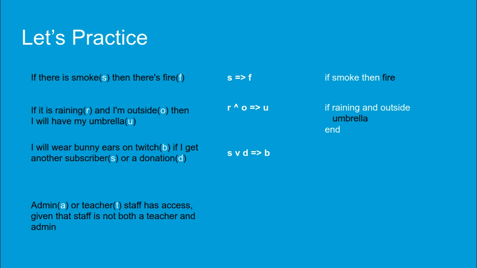Okay, so what about: I am an admin is A, I'm a teacher is T. So admin or teacher has access, given that whoever it is, the staff member, is not both a teacher and admin. So staff member is an admin is A, the staff member is a teacher is T. Okay? We can have other kinds of staff members, right? So staff member is an admin is A, staff member is a teacher is T. And the statement is admin or teacher staff have access given that that staff member is not both a teacher and an admin.